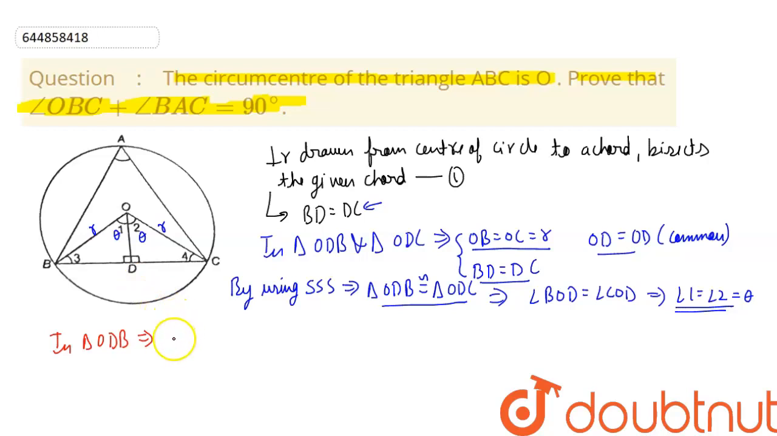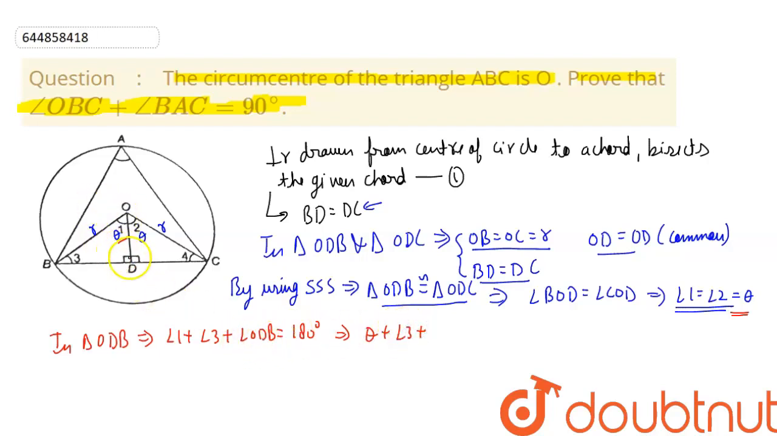So here if we apply that property, then we get the angle 1 plus the angle 3 plus this angle ODB. The angle ODB is equal to 180 degrees. So from this, if we solve this, then we get the angle 1 as theta, which we have assumed here. So angle 1 is theta plus the angle 3 plus the angle ODB.